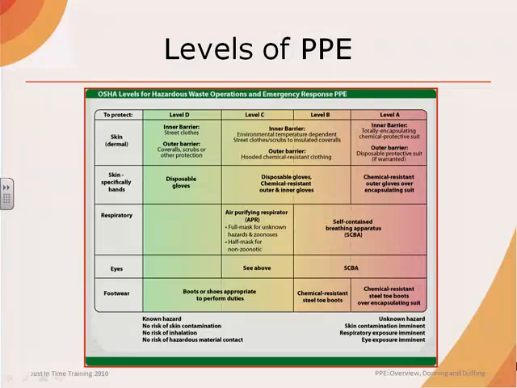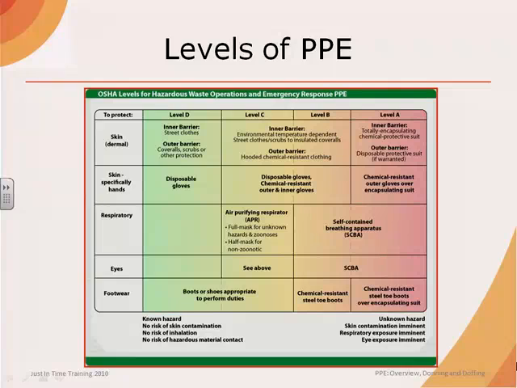Level D, the lowest level of protection, consists of a basic work uniform and disposable gloves. It would be used for situations of a known hazard with no risk of skin contamination, inhalation threat, or risk of hazardous material contact.